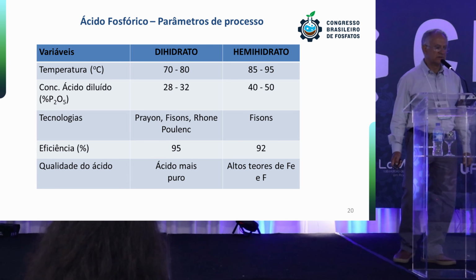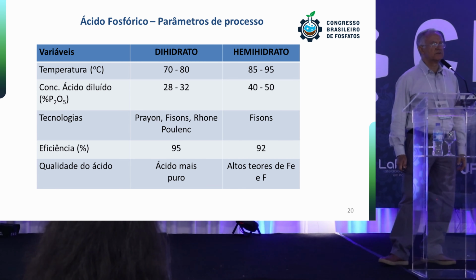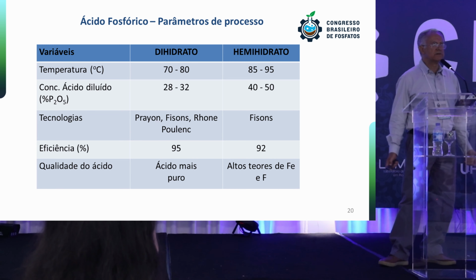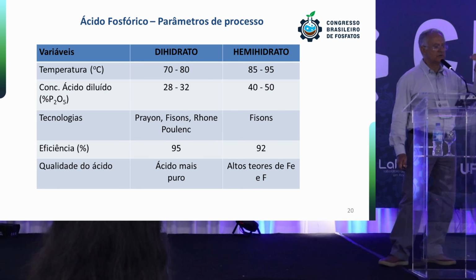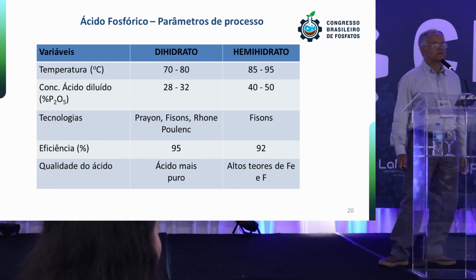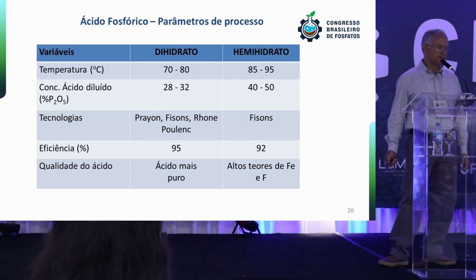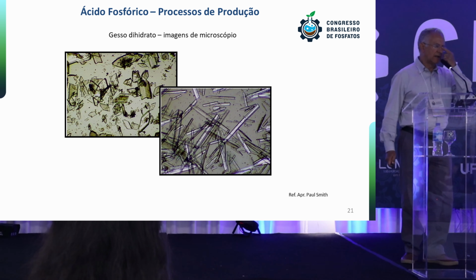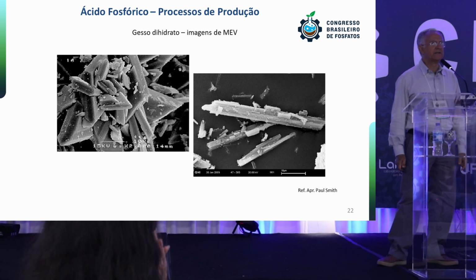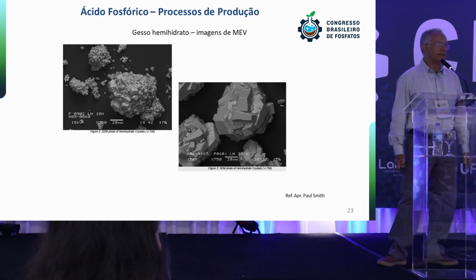The processes and the technology vary, and the efficiencies are always above 92%. The quality of the acid does depend a little bit on impurities, but usually the dihydrate gives you a more pure product. In the hemihydrate, you have higher temperature, more activities, and higher solubility. Here are some images of the crystals. We used to see them in a microscope, but now we have the SEM, which works very well with phosphate.